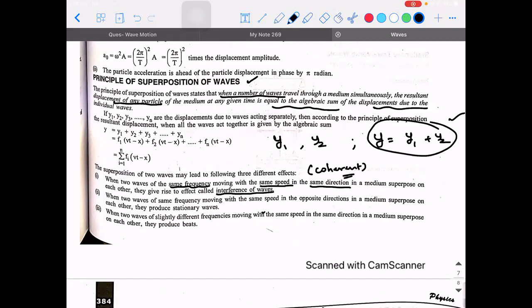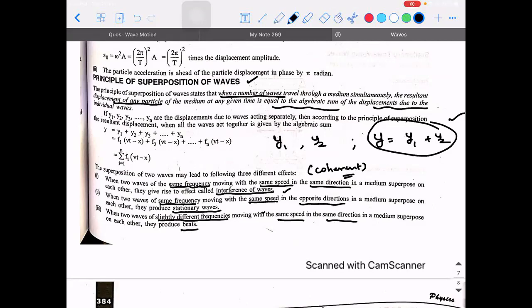Next, when two waves of the same frequency moving with the same speed, but in opposite directions in a medium, superpose on each other, then they produce something called a stationary wave. Third, when two waves of slightly different frequencies moving with the same speed in the same direction in a medium superpose on each other, then they produce something called beats. Okay. This interference of waves has something to do with light.